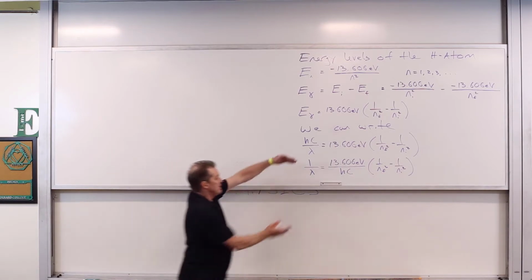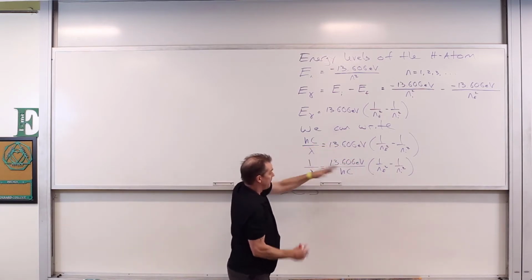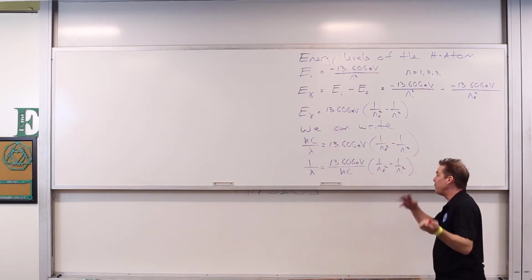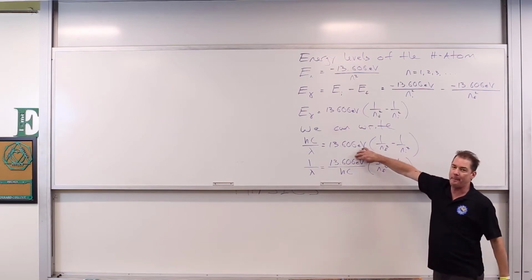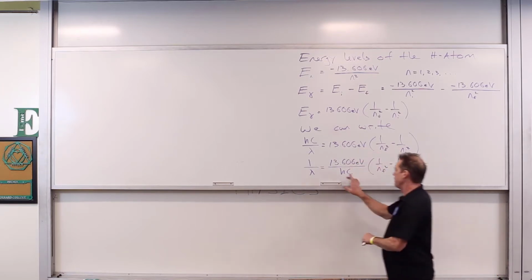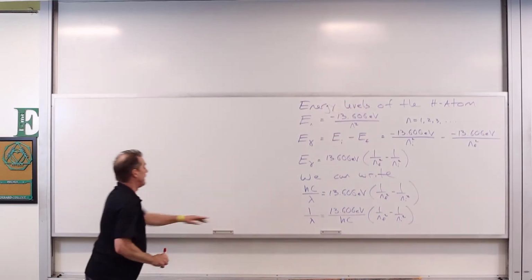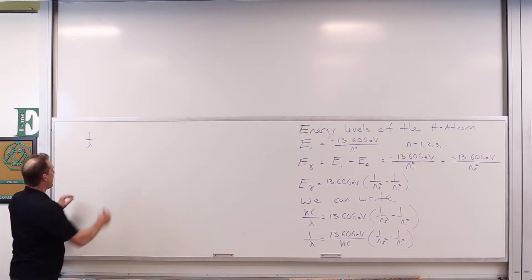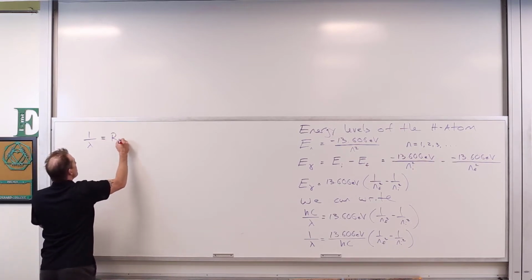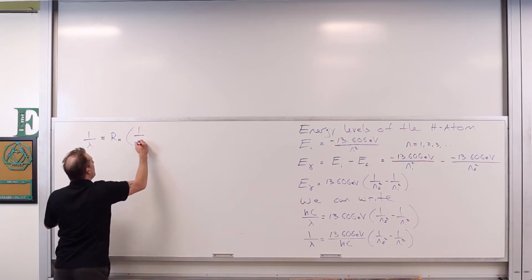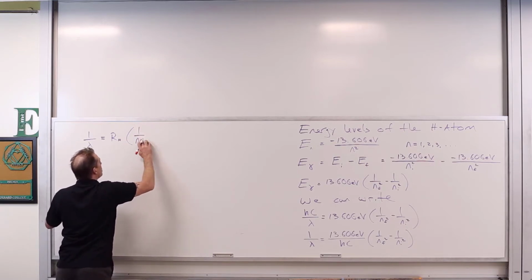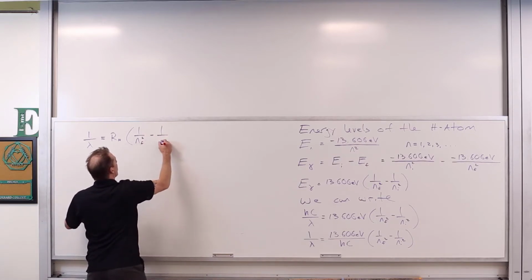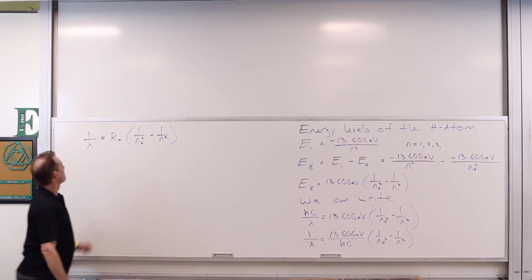Final step with this: these two values, the numerator and the denominator, can be combined into one. Of course, we want to be careful with SI units versus electron volts. We can convert that back into joules, divide by hc, assuming those are in SI units, and we can write that 1 over the wavelength is equal to R sub H multiplied by 1 over n final squared minus 1 over n initial squared.